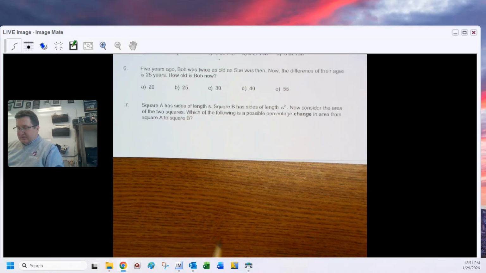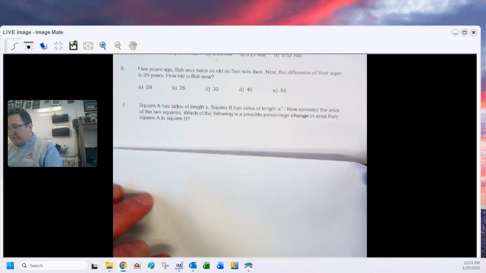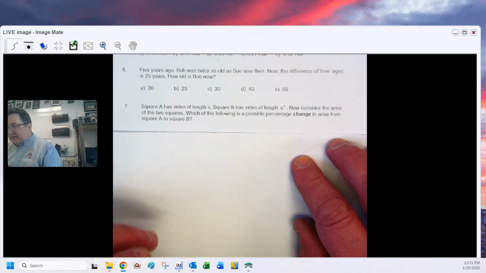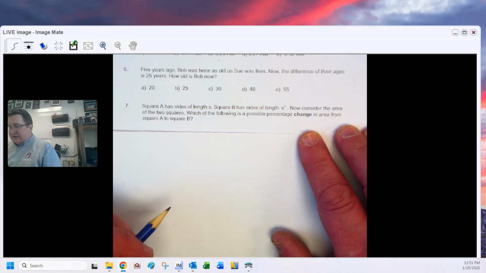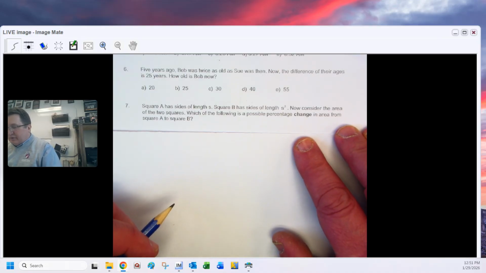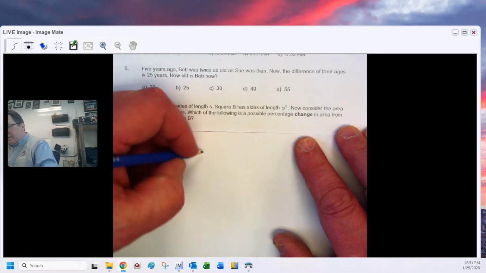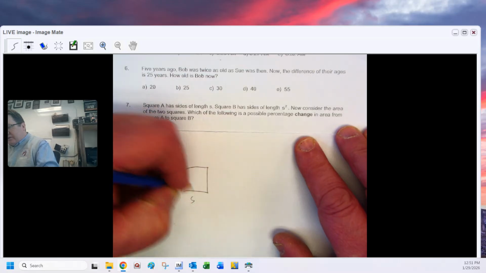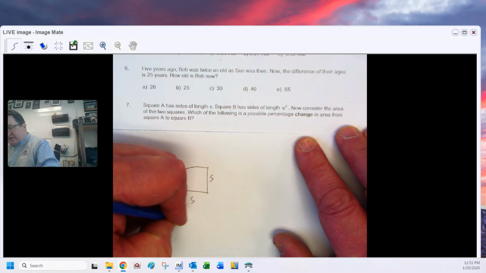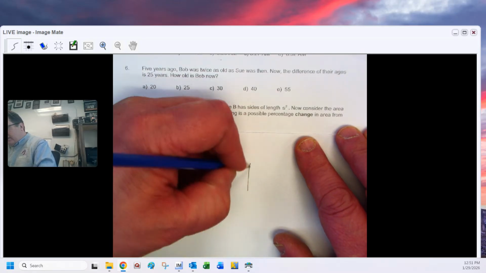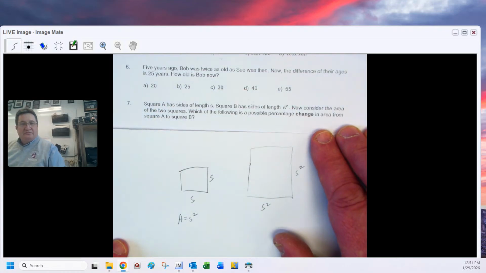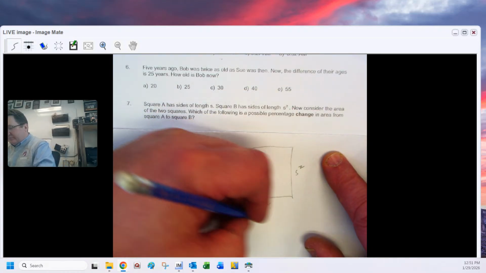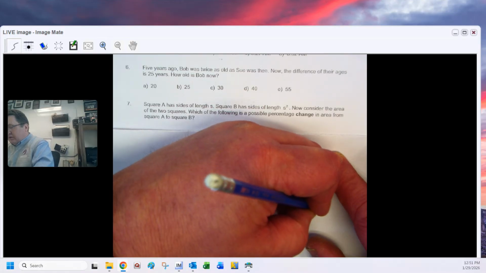All right, let's see what the next question is. It says square A has sides of length S and square B has sides of length S squared. Now consider the area of the two squares. Which of the following is a possible percentage change in area? So if we have a square of side S, its area is S squared. And if we have a different square whose sides are S squared, then its area is S to the fourth.